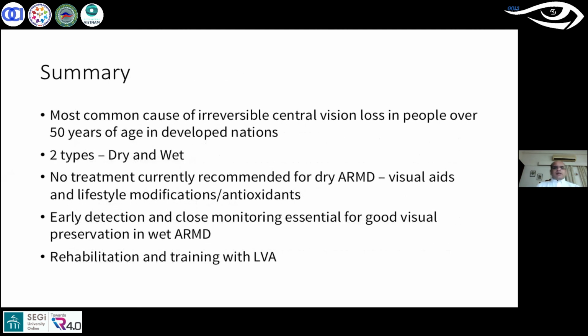So to quickly summarize, ARMD is the most common cause of irreversible central vision loss in people over the age of 50. There are two types, dry and wet. No treatment is recommended for dry ARMD. Visual aids, lifestyle modifications, and antioxidants may be given. Early detection and close monitoring is key for good visual preservation. And a lot of these patients may do well with rehabilitation and training with low vision aids.